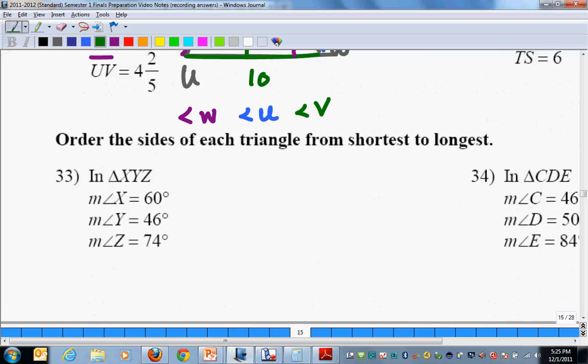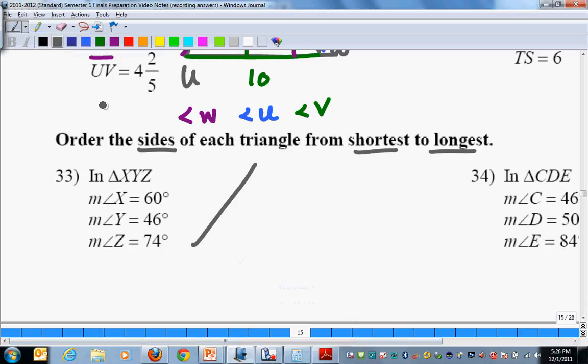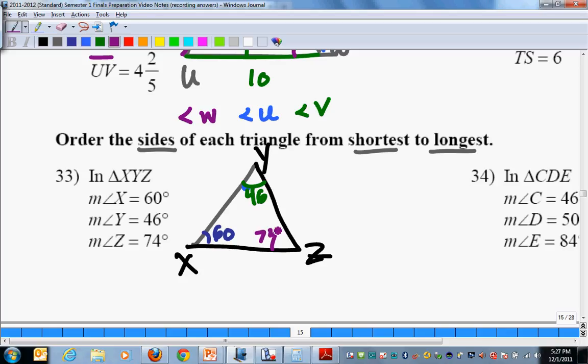Number 33, again it says order now the sides of a triangle from shortest to longest. So let's draw a triangle. So for here, we want to again draw the triangle. And it's X, Y, Z. So here's X, here's Y, and Z. Now we're going to get our angles in here. X is 60. Y is 46. And Z is 74. We want to go from shortest to longest, so we find the smallest angle.